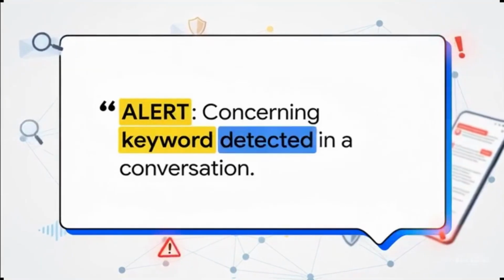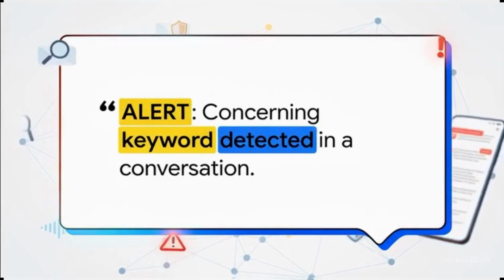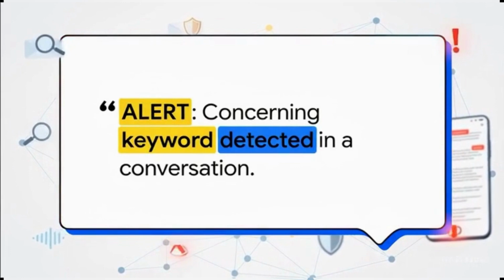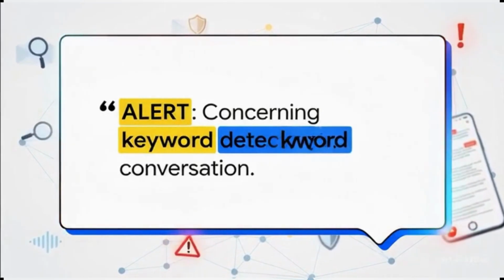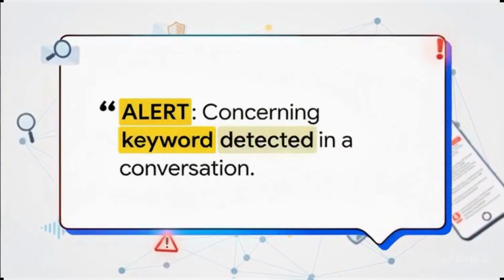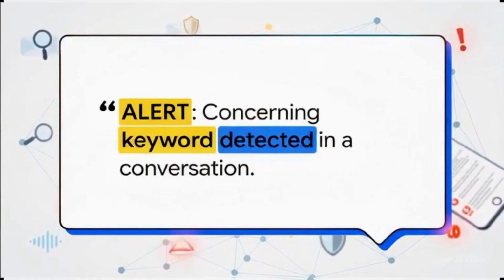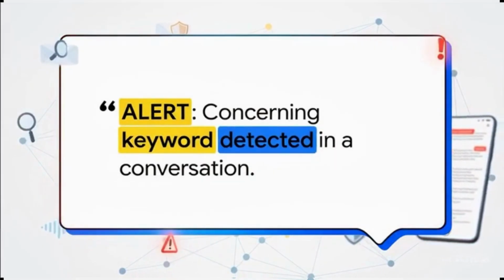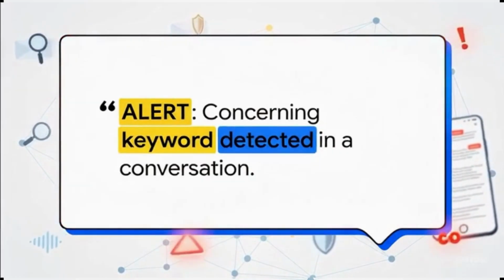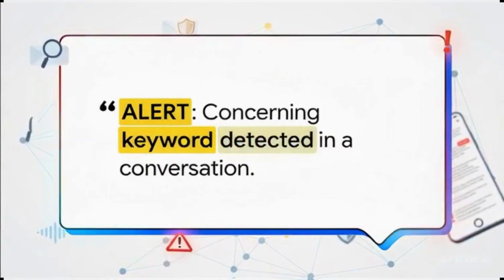But it gets even smarter than that. Instead of having to read through every single message, you can use the keyword alert feature. You just set up alerts for specific words that you're concerned about. If one of those words pops up in a conversation, bam, you get an instant notification. It's a fantastic way to be proactive about their safety.